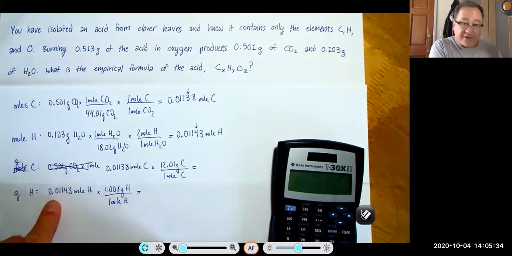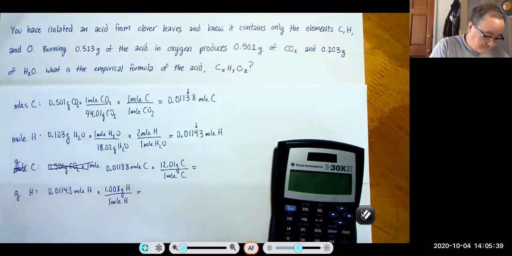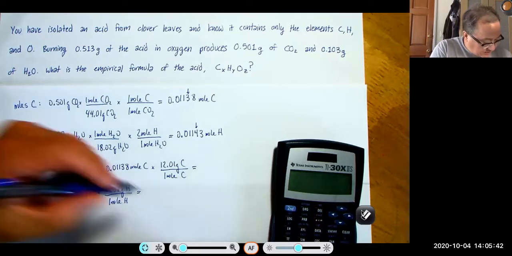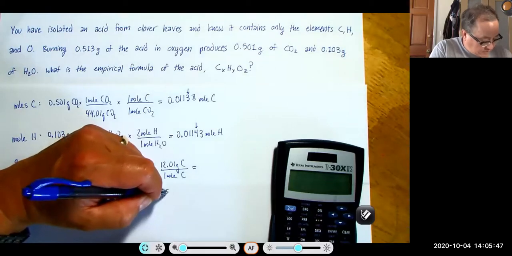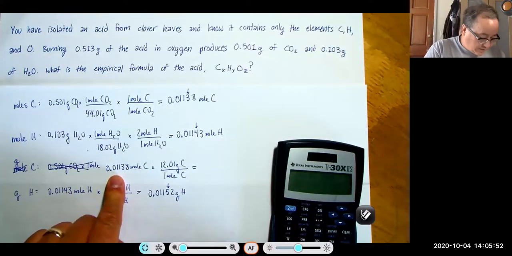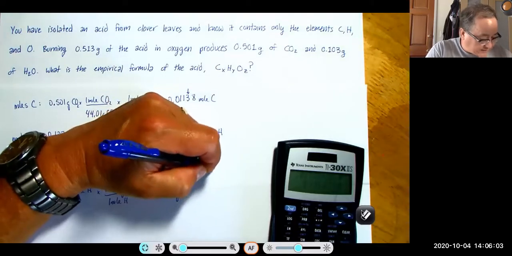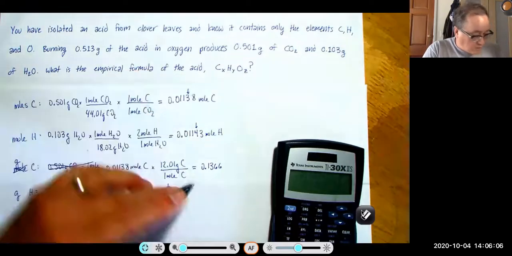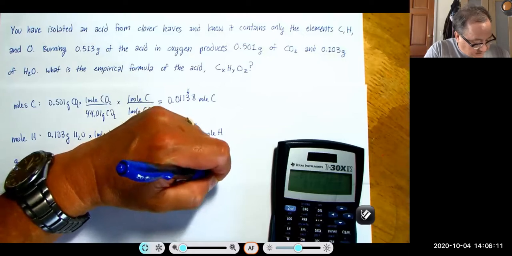So here I can see the answer is going to come out really close to 0.0114 because I'm multiplying by 1. So here I get 0.01152 grams of hydrogen. And up here, 0.01138 times 12.01, I get 0.1366, and actually I'm going to call that 0.1367 grams of carbon.